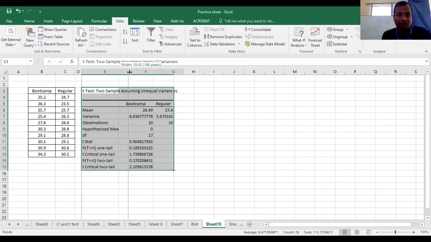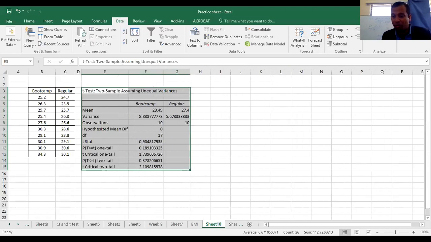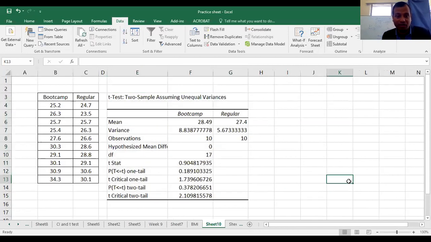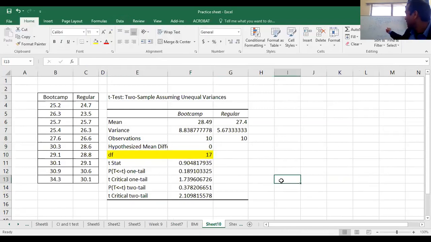Excel does the same thing very quickly. No need to have a complex formula to understand the variance and all. You see here? Yes. Somebody has given me the degree of freedom 17. You are right. It actually came around 17.1941, but you have to round it off. So make it the nearest whole digit. So 17, correct.